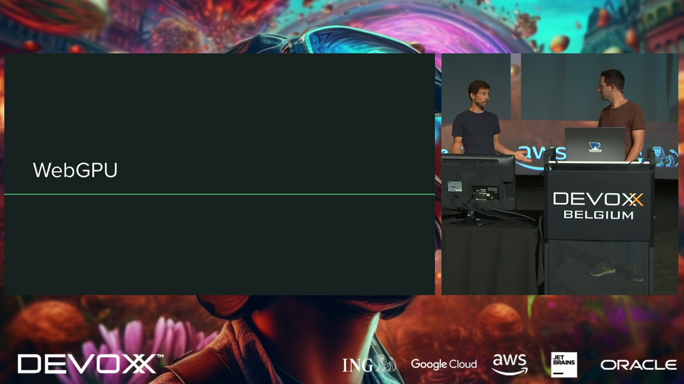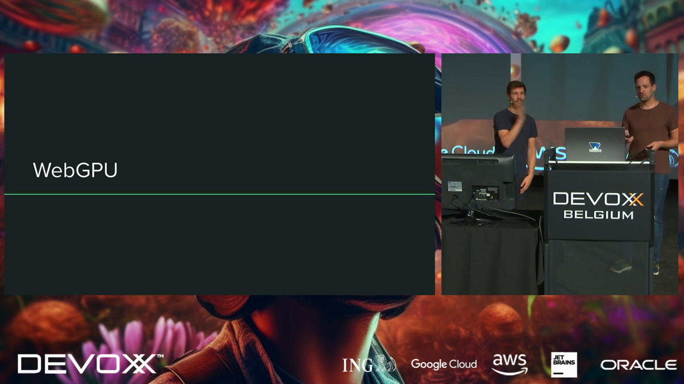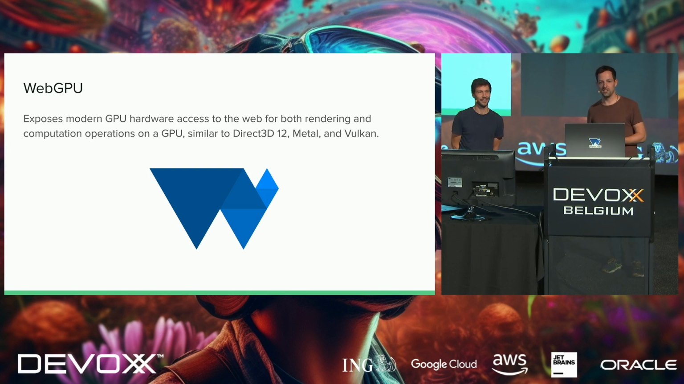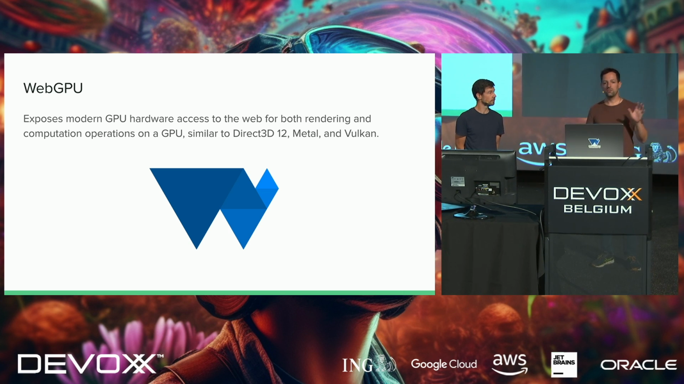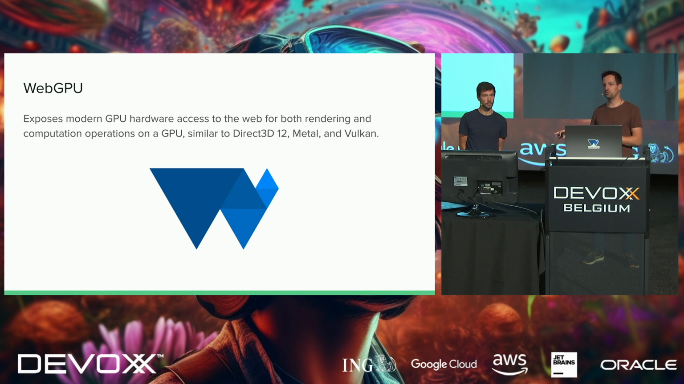So tell us, Corentin, what is this thing called WebGPU? Well, I'm very glad you asked, François, and the clicker is not working. Yes, WebGPU is a lot of things, but first and foremost, it's a new API for the web, which exposes modern GPU hardware access to web pages for both rendering and computations on a GPU. It's similar to Direct3D, Vulkan, and Metal in that respect.